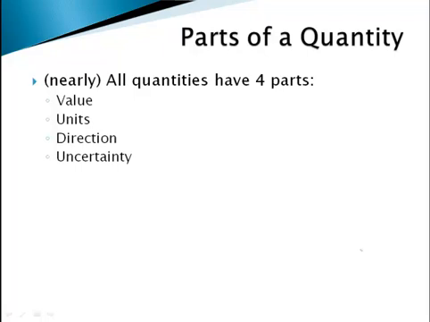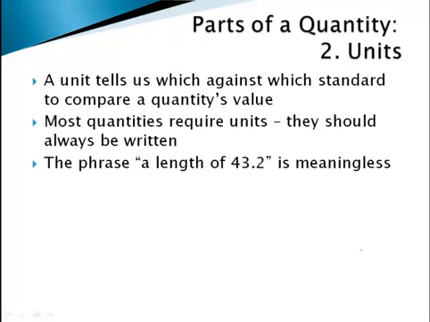So today we're going to focus specifically on units. Now, just about every quantity requires some sort of a unit, and in this particular class, we need to write them. They should always be written. If you just have a specific phrase like a length of 43.2, period, that doesn't mean anything. 43.2 what? 43.2 junior hires? 43.2 feet, inches, 43.2 meters per second, which wouldn't be a length anymore. That would be a speed. You've got to write units if a unit is implied.